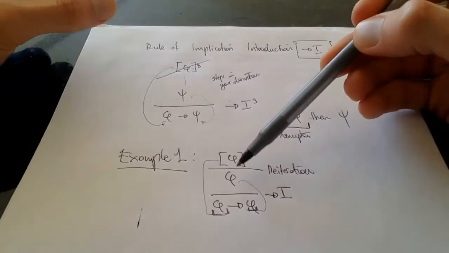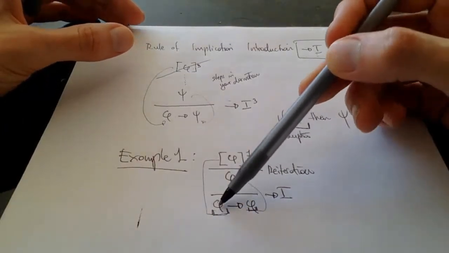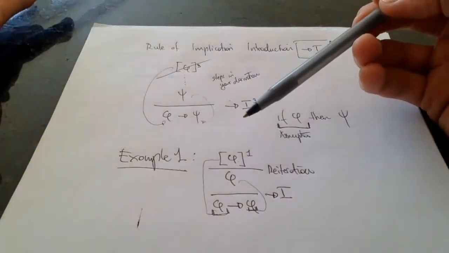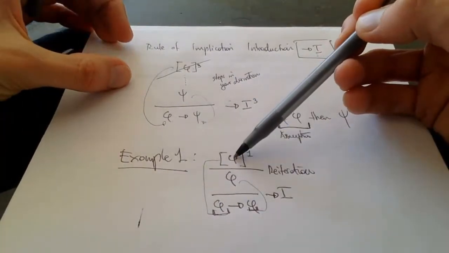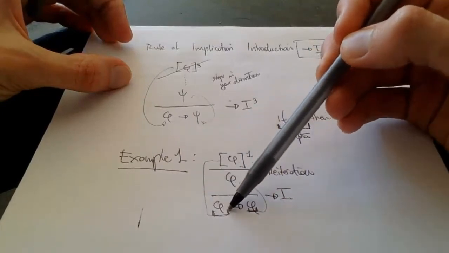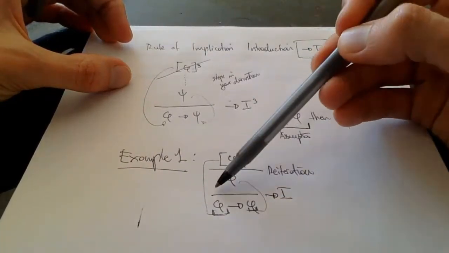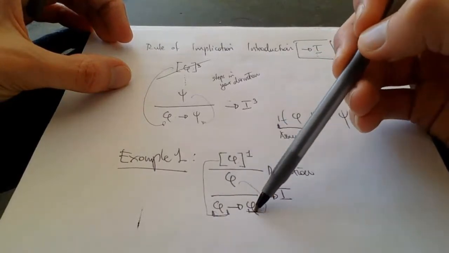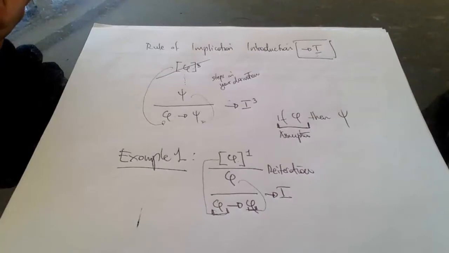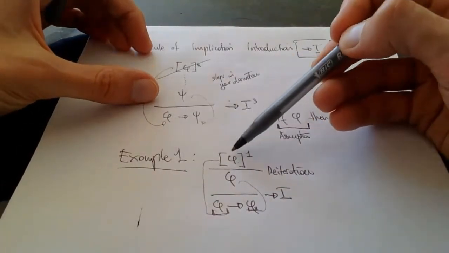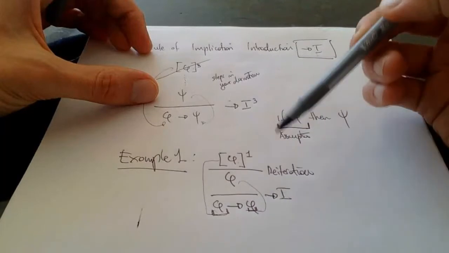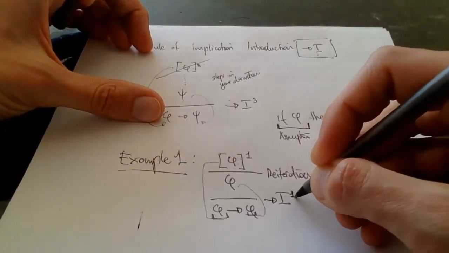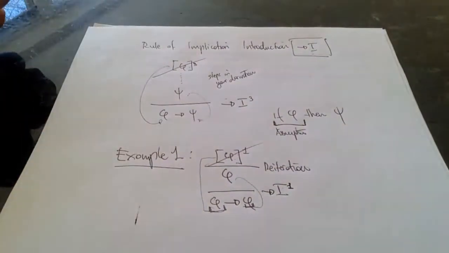What's peculiar here is that we have 2 instances of phi. This shouldn't confuse you. The two phi are the same, but they play different roles, because one is the assumption that becomes the antecedent of your implication, and one is at the bottom of the derivation, immediately above this line, and becomes the consequent of the implication. Finally, since we have used this rule of implication introduction relative to assumption number one, we should keep track of this, so write number one here, and we can cancel it.